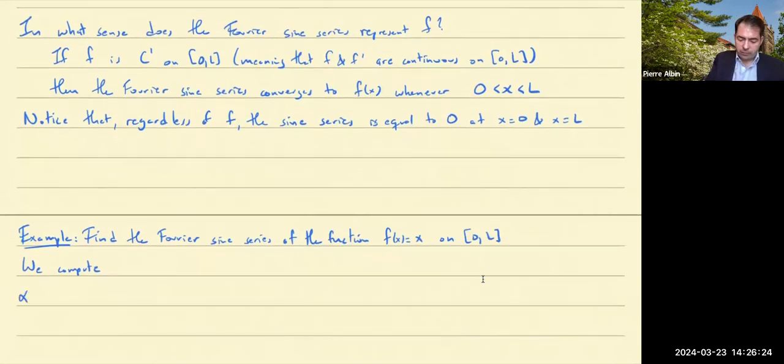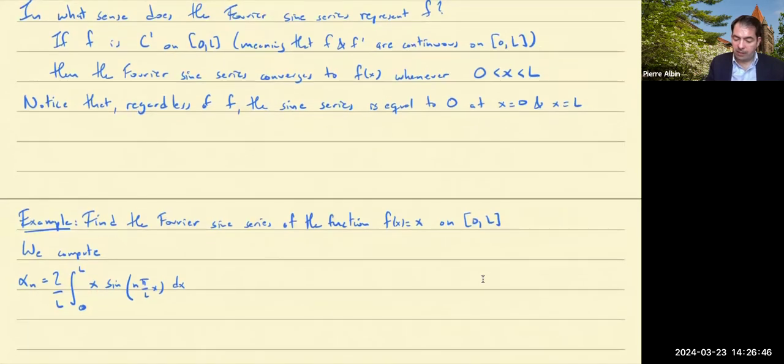So let's compute that. Here, alpha sub n would be 2 over L times the integral from 0 to L of x times sine of n pi over L x dx. Okay, so of course we want to integrate this by parts. If I differentiate x, the integral will get simpler. And if I integrate sine, it's not going to make it any worse. So we'll integrate by parts. We're going to choose u is equal to x, and dv is equal to sine of n pi over L x dx. So that means that du is going to be the same as dx, and v is going to be the integral of this, so minus L divided by n pi cosine of n pi over L x.